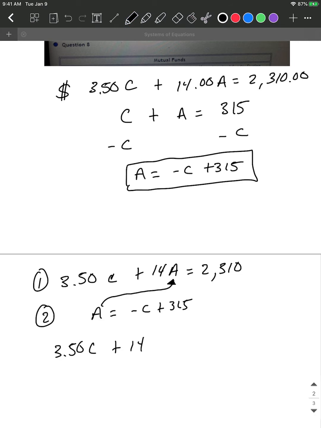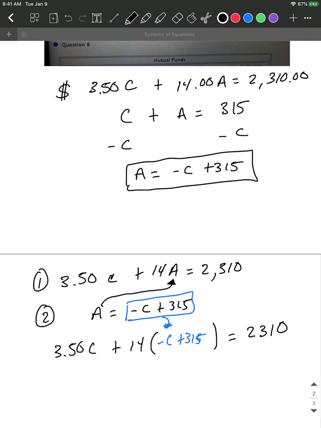Now this becomes parentheses. What I like to say is that if we're substituting variables or numbers, just think of the variable we're substituting as giant parentheses. That's what they end up turning into anyway. So inside the parentheses, this blue box goes inside. So then we get negative C plus 315.